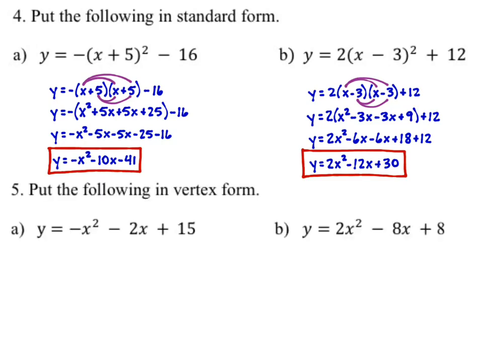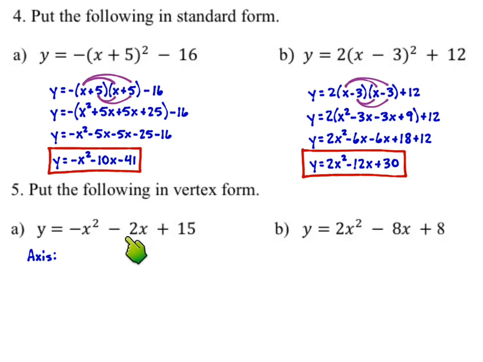Looking at number 5, this is going the other way. It's asking us to take standard form and put it into vertex form. Now remember, this is vertex form in number 4. So vertex form, remember, was y equals a times x minus h squared plus k. So vertex form implies that we need to find the vertex. Well, to do that, we have to find the axis of symmetry. And to find the axis of symmetry, remember, it's x equals negative b over 2a.